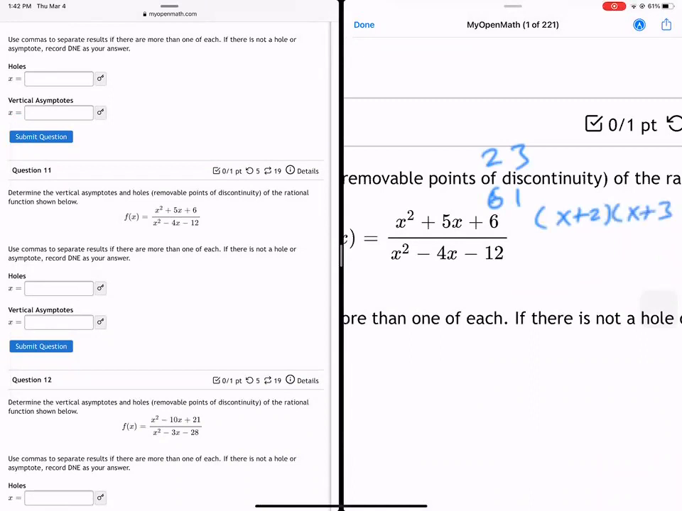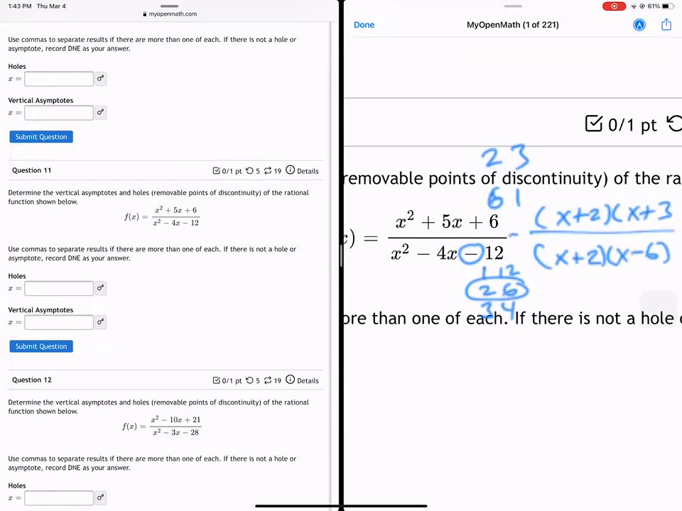On the bottom, to make 12, it's 1, 12, 2, 6, 3, 4. Do any of these subtract out to become 4? Yes, 2 and 6. I always write down the numbers first before I think about the signs. We need more negatives than positives.